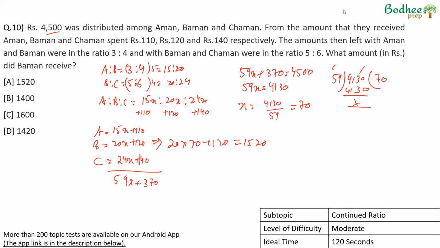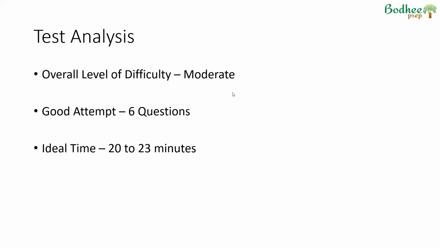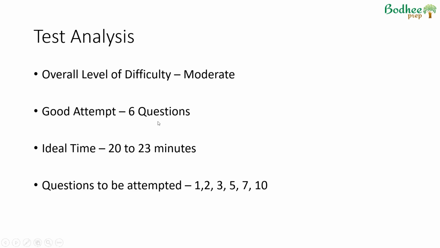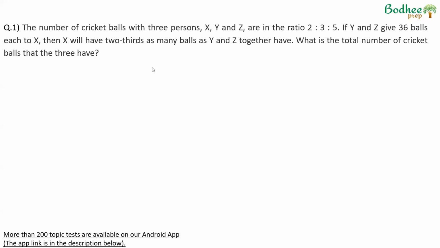Now, if you look at the overall analysis, as I said initially, moderate level of difficulty for the overall test. 6 would be a good attempt, about 20 to 23 minutes to solve. And the questions that could be looked at for me would be 1, 2, 3, 5, 7, 10. If I'm choosing questions that I should attempt, these are the first things that I'd look for. Which are these ones? They should have been attempted.